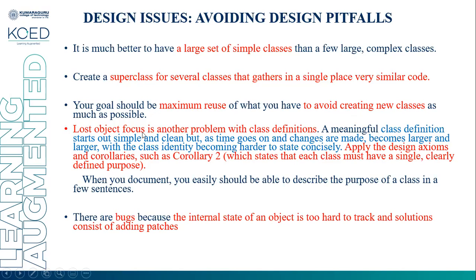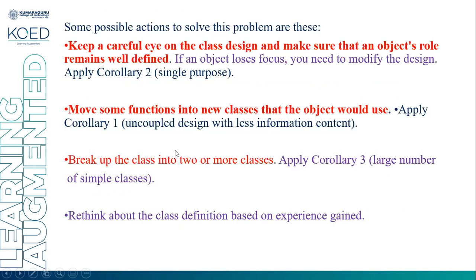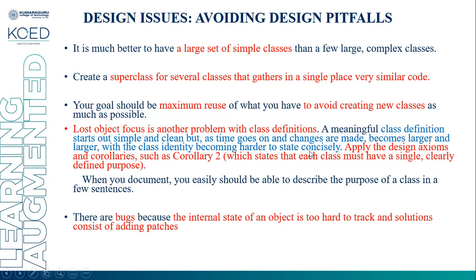Last, object focus is another problem with class definition. A meaningful class definition starts out simple and clean, but as time goes on and changes are made, it becomes larger and larger. Then the class identity becomes harder to state concisely. Apply the design axioms and corollaries, such as Corollary 2, which states that each class must have a single and clearly defined purpose. When you document, you should easily be able to describe the purpose of a class in a few sentences. These are bugs because the internal state of an object is too hard to track, and the solution consists of adding patches.